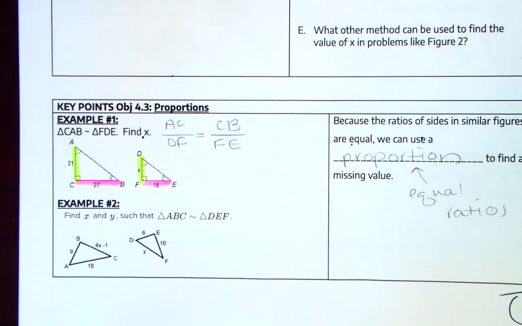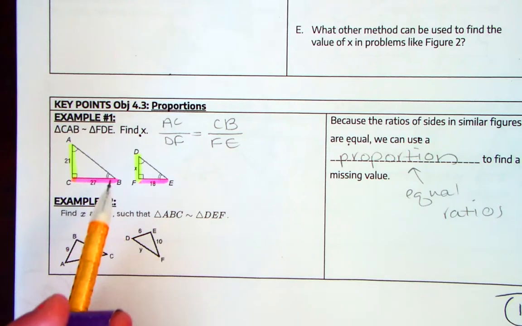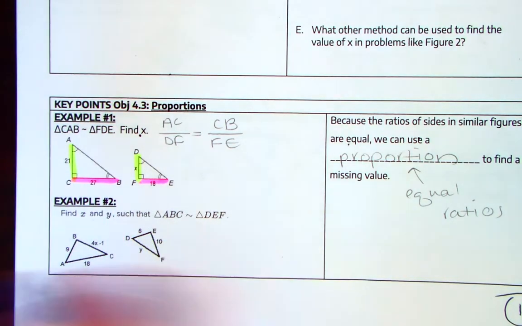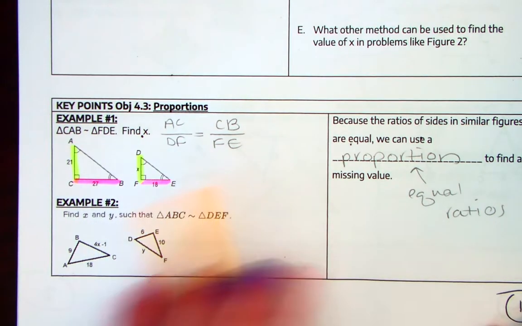And here we're not told if this is an enlargement or a reduction. We don't know which one is the pre-image or image, so it doesn't really matter the way we divide. We just know that the ratios of the corresponding sides are going to be equal. That's what proportional means. So if I have this, that's going to allow me to set up something to solve for X.